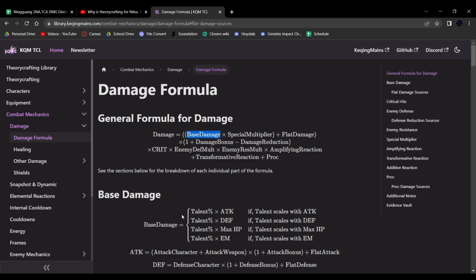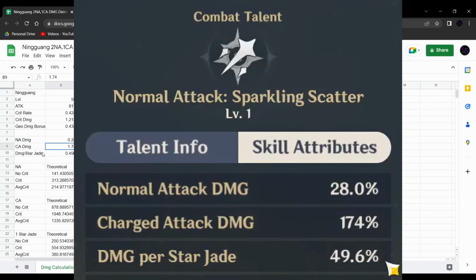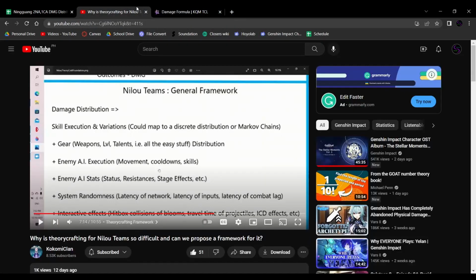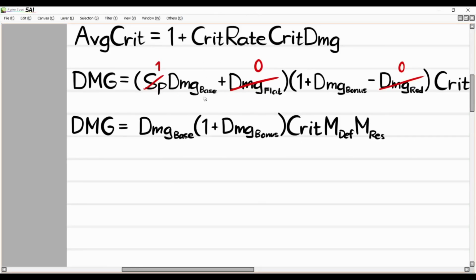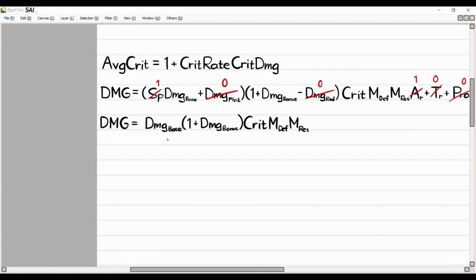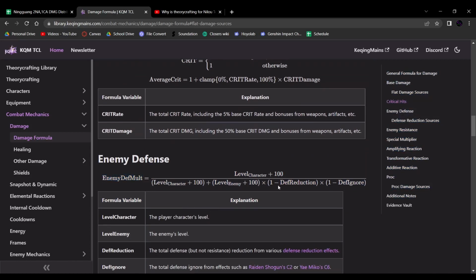And then the base damage is a very simple equation. It's the talent percent times the attack. The talent percents are basically the normal attack, charge attack, and the star jade damage percents that I showed earlier, so that's pretty easy to deal with. This is the equation that we're going to be dealing with. Another thing to remember is that I'm going to be using both this average crit and the crit provided by this. I guess other things to note is that we need to account for the enemy defense multiplier. We don't have any defense reduction, and we don't ignore any defense.